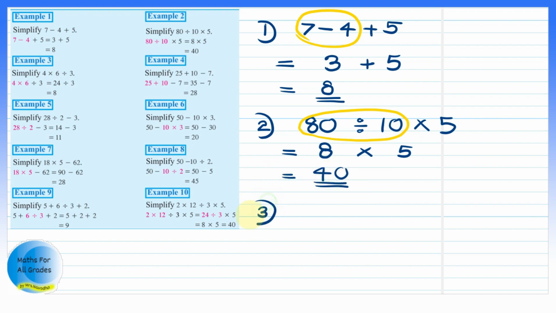Example number 3. 4 times 6 divide 3. We've got multiplication and division. So the rule is start from left to right. Therefore, we start on the left side. 4 times 6 equals 24. Divide 3. What is the answer? 24 divide 3 equals 8.